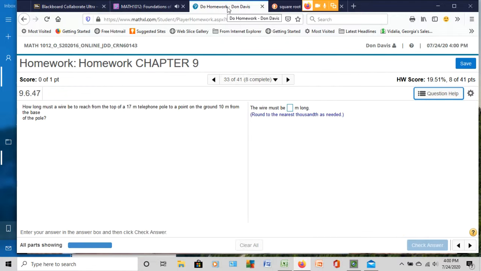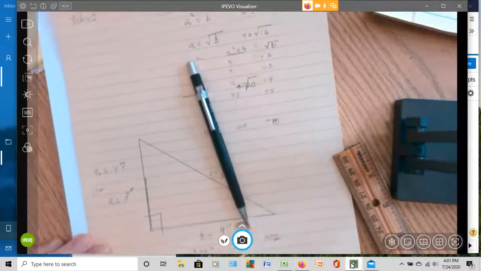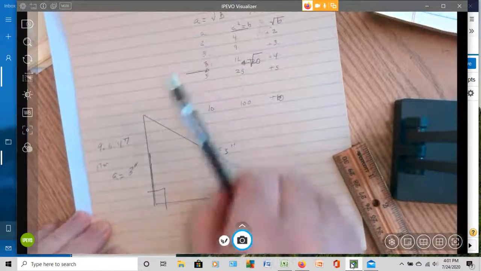Okay, so we got how long must a wire be? And let me make some notes over here. So we got a 17-meter pole, and the wire is stretched out to some point 10 meters out. I'll just make a couple of notes here. Well, let's look at this one together. This is pretty straightforward when you see the relationships that are involved.